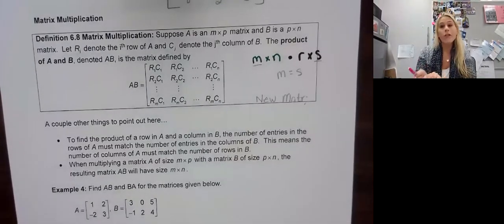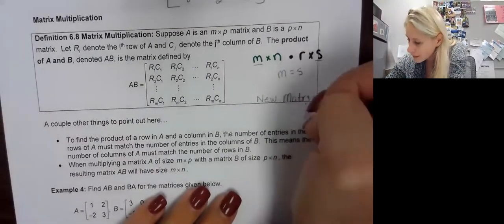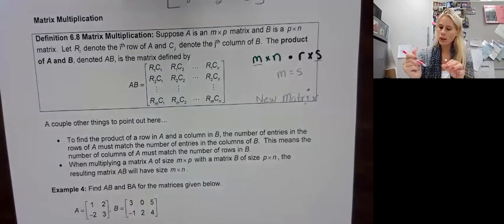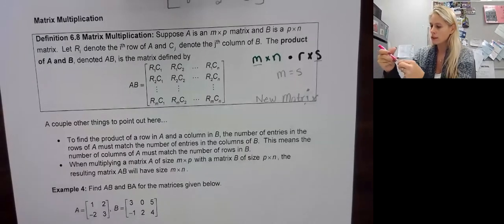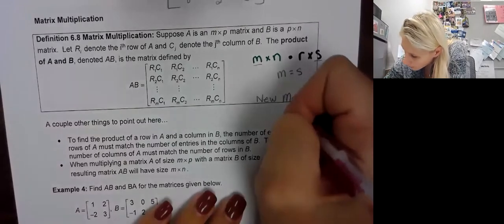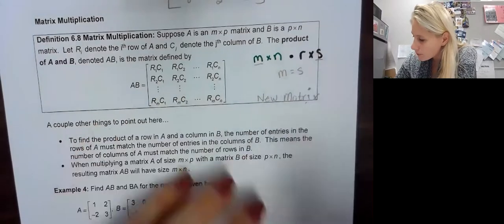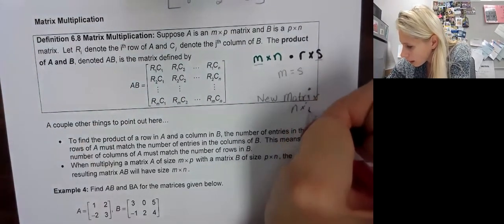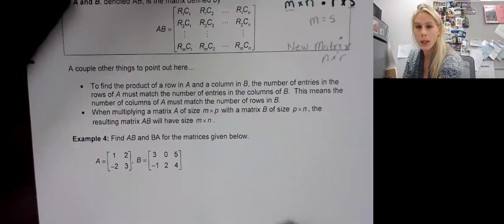Oh, please don't run out. Yep, it's going to run out. The new matrix will be of the dimensions N times R. Let's see if I can. I hate when this happens, guys. M. Oh, not M. N. N by R.